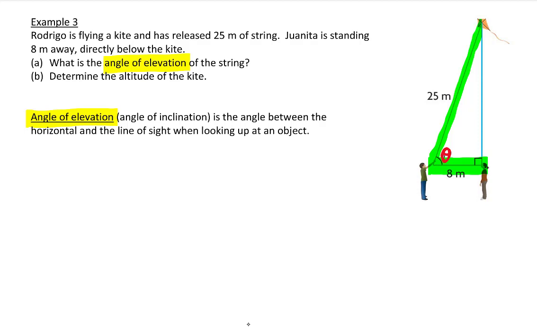So looking at our diagram, we have a right triangle. We have two sides with known values. The 25 meters is called our hypotenuse. And the 8 meters is adjacent angle theta. So we need to use the ratio for part A that deals with adjacent and hypotenuse. So for that, we're going to use cosine. So cosine of theta is equal to our adjacent side, which is 8, and our hypotenuse, which is 25.